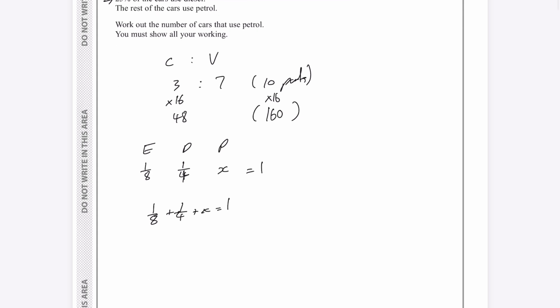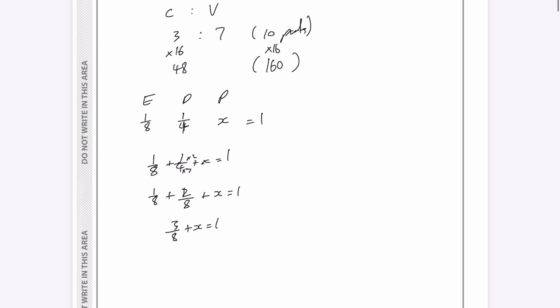Now with the 1/4, we can times the top and bottom by 2 to make the denominator the same. So that'll be 1/8 plus 2/8 plus X is equal to 1. That becomes 3/8 plus X is equal to 1. So X therefore must be 5/8. So we know 5 out of 8 of the cars are petrol. So we're going to do 5/8 times the number of cars, which is 48. We can simplify this. 8 times 6 is 48, so that's going to leave us with 5 times 6, and the answer is 30.